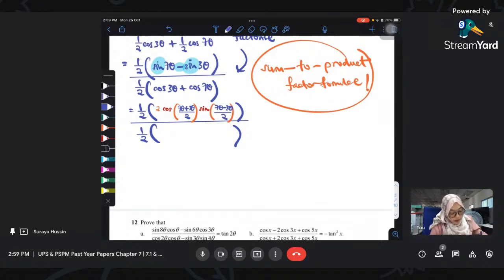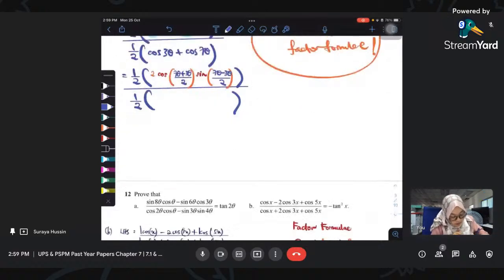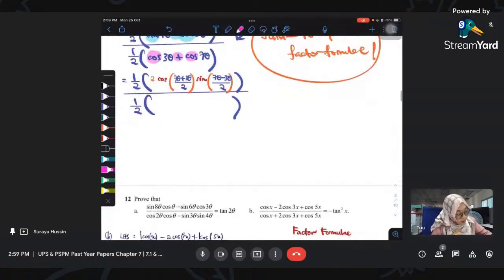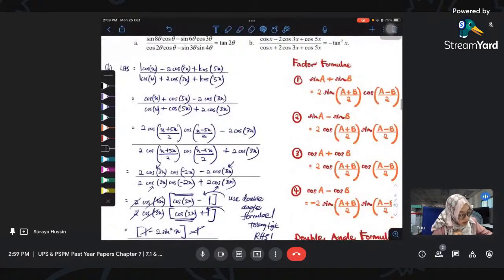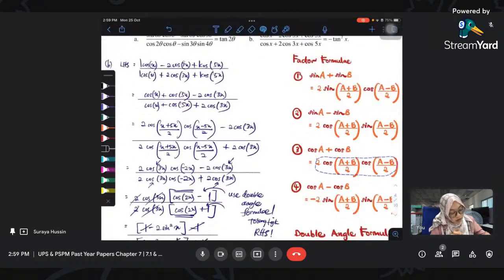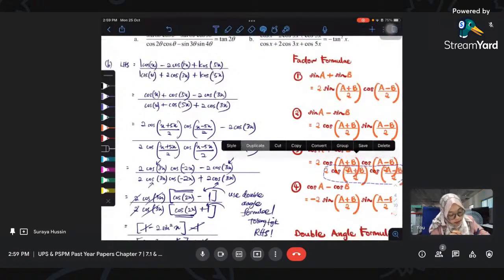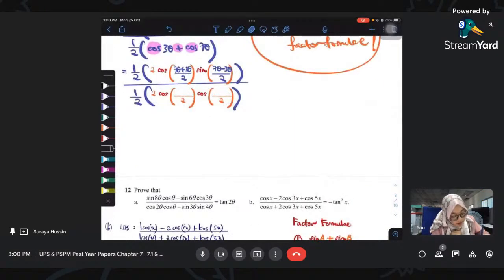Kalau yang cos plus cos pula, let's see. Cos plus cos is here. 2 cos cos. So I'm just going to write it there. So here goes 3 theta plus 7 theta over 2, 3 theta minus 7 theta over 2. Oh, berjumpa lagi dengan negative sign.